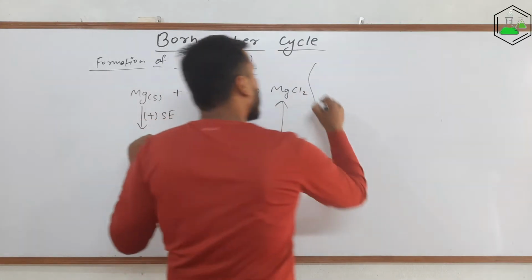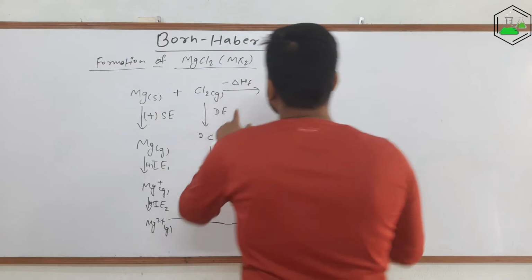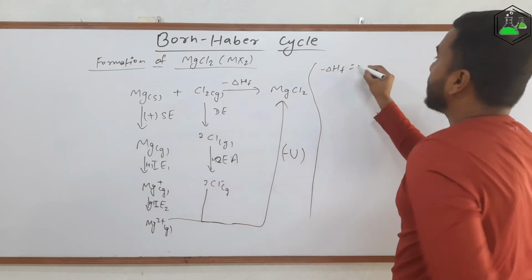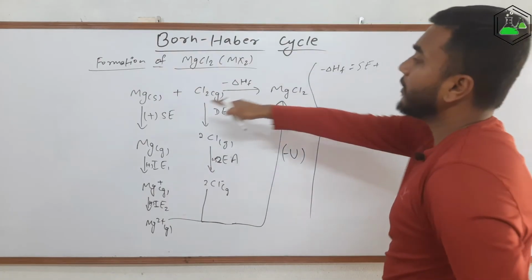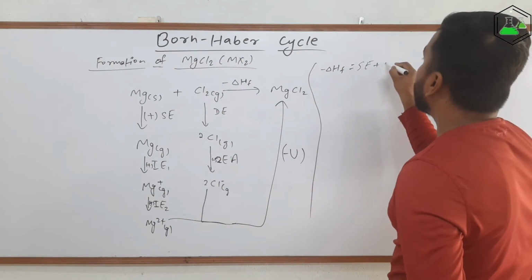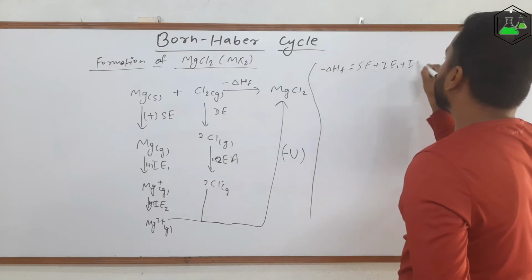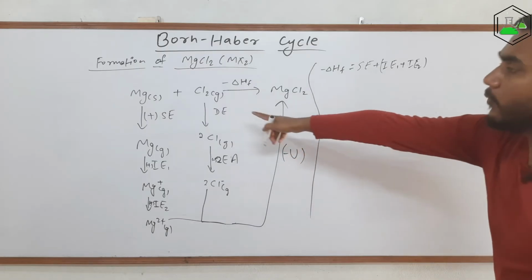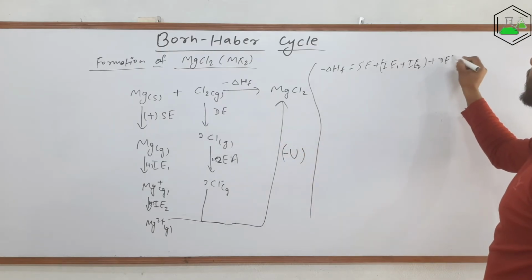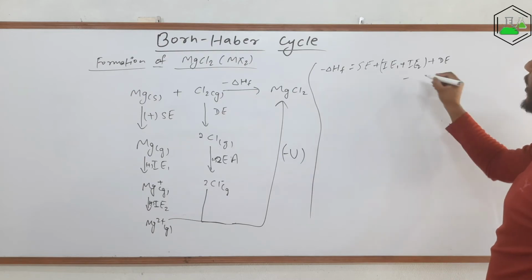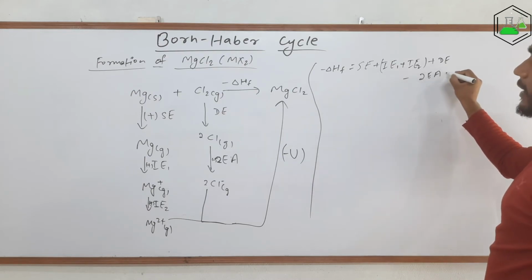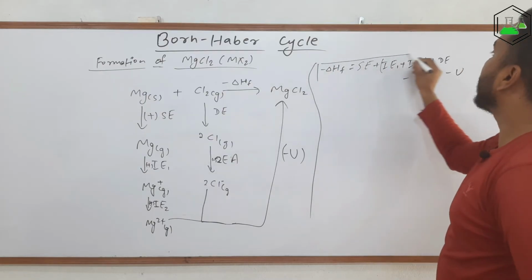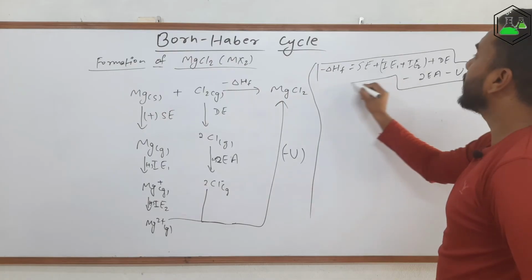Now according to Hess's law, we can write the mathematical expression for this method, that is minus del HF will be equal to how much? Look here, Se sublimation energy, its sign is plus. So IE1 plus IE2, as both of them are ionization energy, I am writing them in bracket. Then there will be plus dissociation energy, minus 2 electron affinity, and minus U. This is the final mathematical expression for an MX2 type of ionic compound.